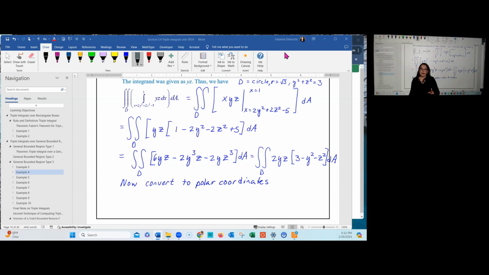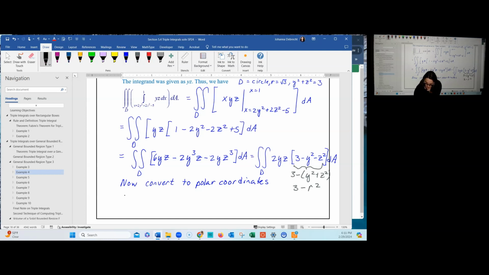Now, the reason this is helpful is because we're about to convert into polar coordinates. When we convert into polar coordinates, we know that y squared plus z squared equals r squared. So when we're doing this, we can take this expression here and think of it as 3 minus y squared plus z squared, which becomes 3 minus r squared. And then to convert our y and z, we simply go ahead and rewrite this now in polar coordinates as the following.